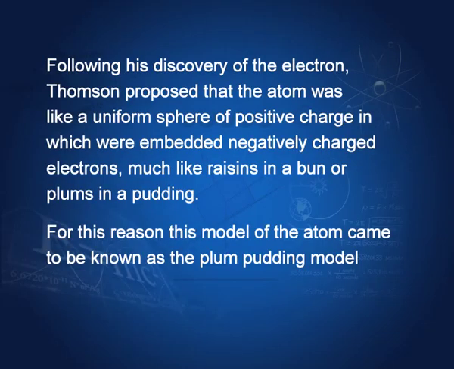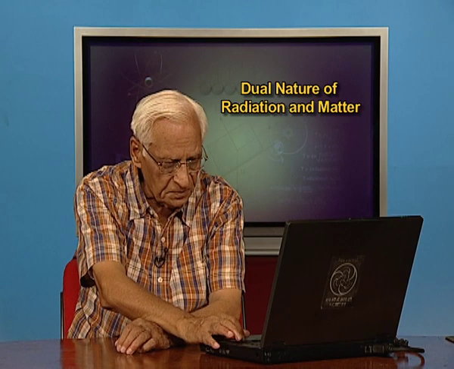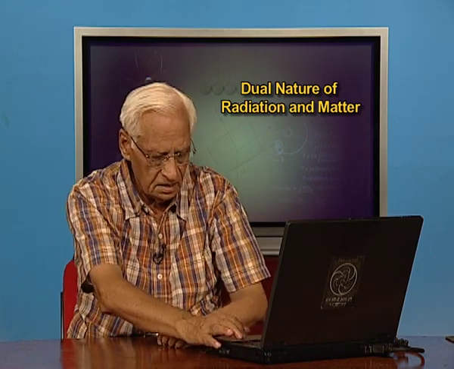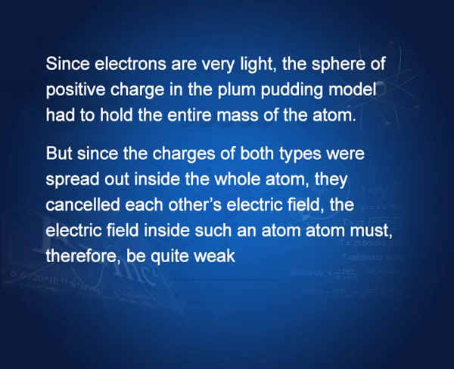It is called the plum pudding model of the atom, and this was formulated by Thomson. Now, what are the implications of this model? As I said, since the electrons are very light, most of the mass consists of the positive charges, right?